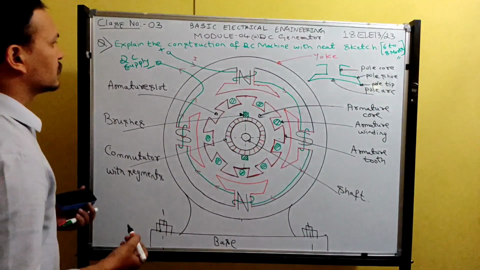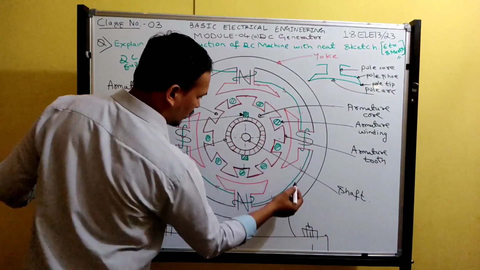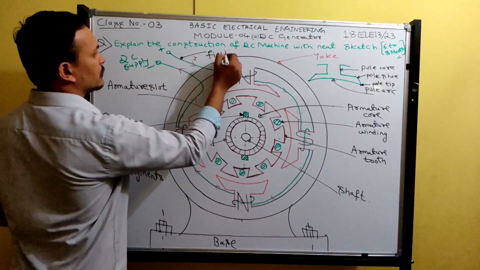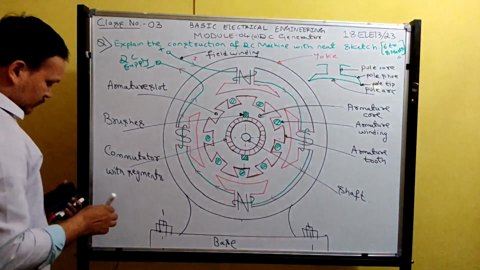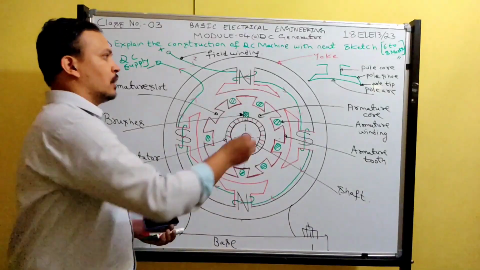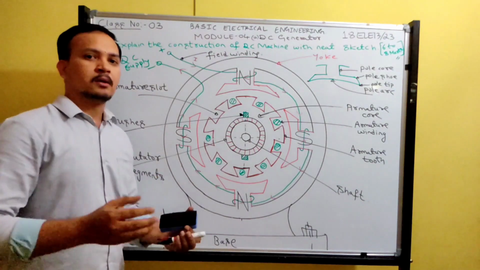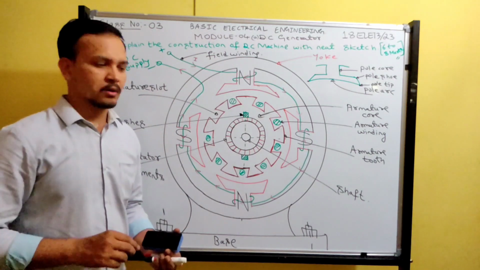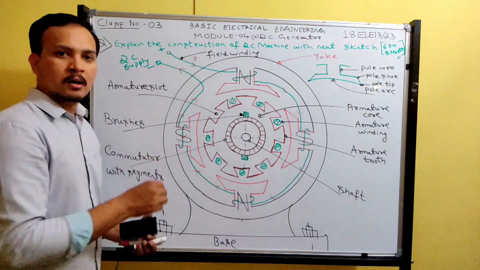One more, I missed it. This green wire is wound on the pole core, so this wire is called field winding. Next part is we have to explain all these parts. So listen carefully and then write it down in your notes by pausing the video. Pause the video and copy down whatever I explained, each and every part.